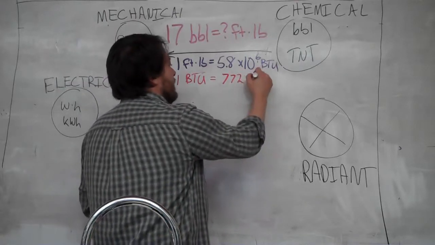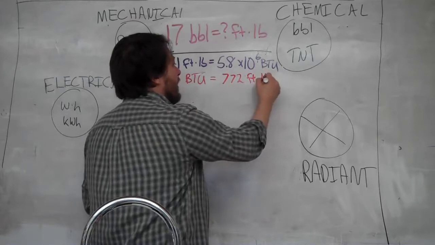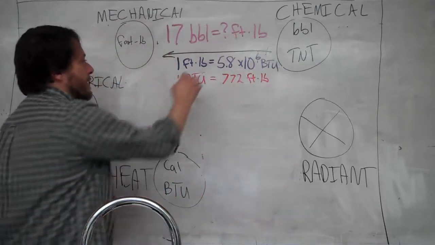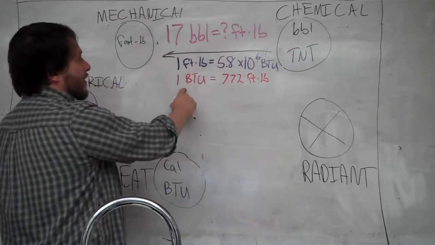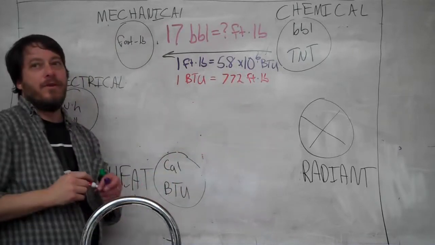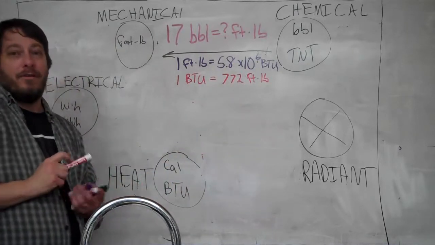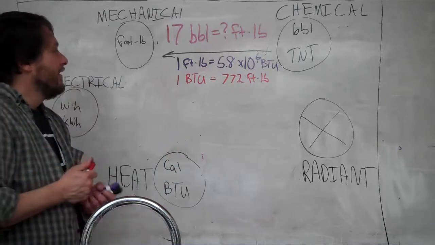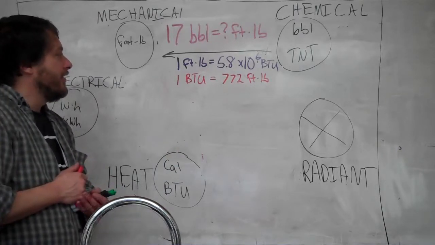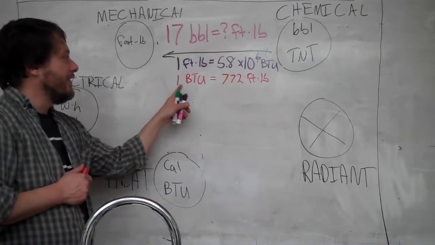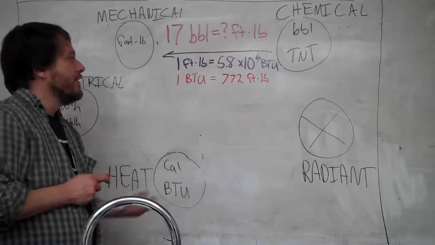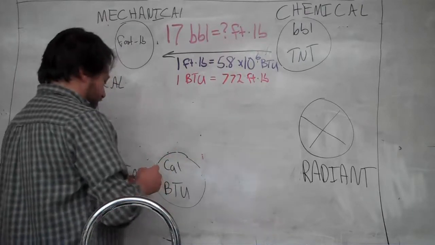772 foot-pounds. Okay. So that's good. And you notice how a BTU is a heck of a lot more foot-pounds. A foot-pound is only 0.3 calories. It takes 772 of these to make 1 BTU. Anyway, let's do the problem.